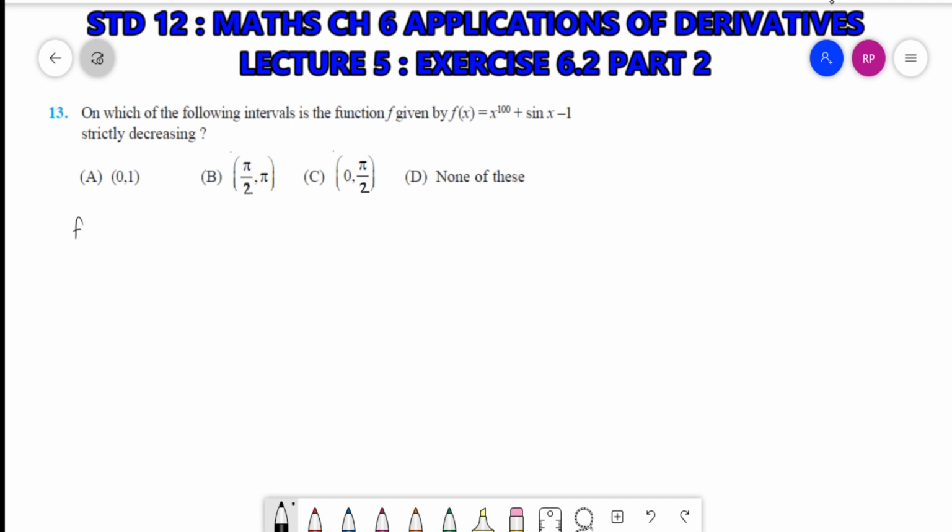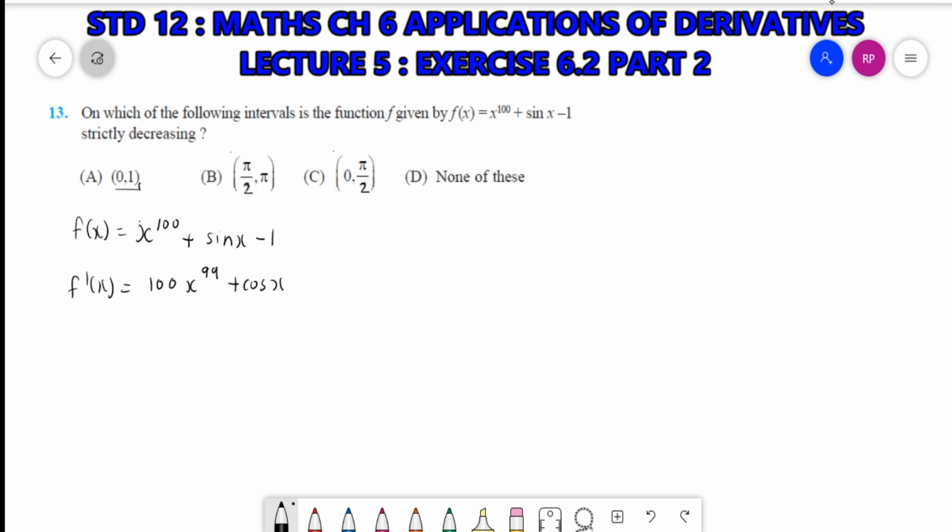What is f(x)? f(x) is equal to x^100 + sin x - 1. Okay, so now what will be f'(x)? It is 100x^99 plus the derivative of sin x, which is cos x. Clear? So now if I take option A, 0 to 1, this is in radian.